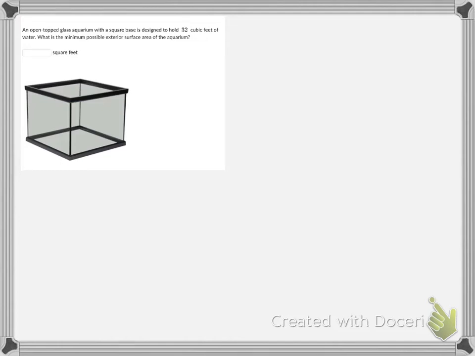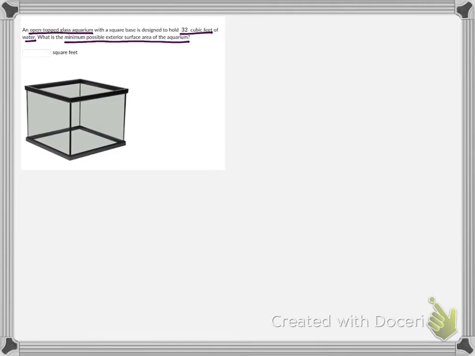So a careful read of this problem tells us we are looking for the minimum possible exterior surface area, and this is an open-topped glass aquarium. It will hold 32 cubic feet of water, so that's a volume. And let's see, what are they? A square base. Open-top glass aquarium with a square base is designed to hold 32.